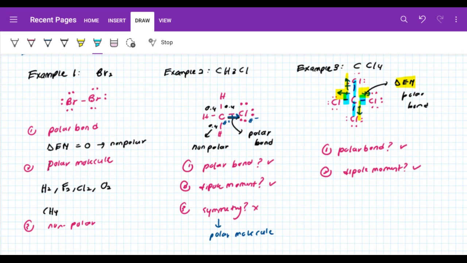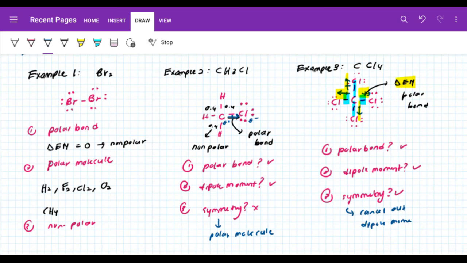And the dipole moment occurs in all directions, to all the surrounding atoms. So is it symmetrical? Yes, symmetrical, because the dipole moment exists in all directions: right, left, upper, and the bottom of the carbon. So if it has symmetry, this symmetry can cancel out the dipole moment.